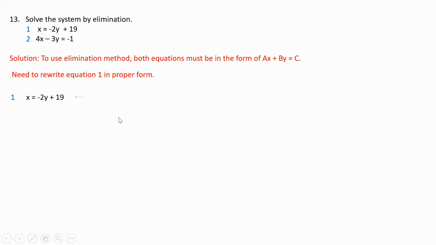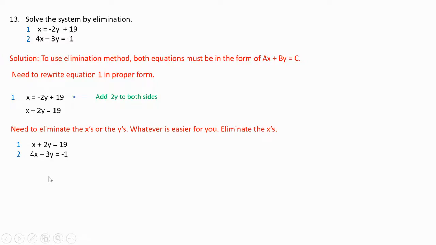So I'm going to add 2y to both sides. So we get x plus 2y equals 19. So now it's in proper form. So that becomes the rewritten equation 1, and equation 2. Here, guys, I need to get rid of the x's or the y's. It doesn't really matter which one you want to get rid of. But if you look at both equations, it'll be easier to get rid of the x's. Why? Because if I multiply the whole equation 1 by -4 and add it to equation 2, the x's will be eliminated. And like I said, whatever is easier for you.